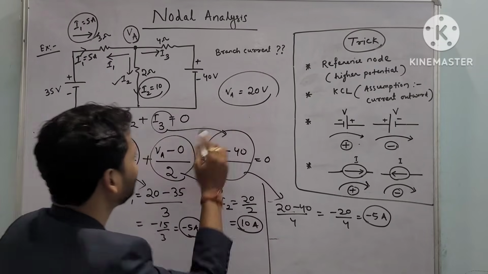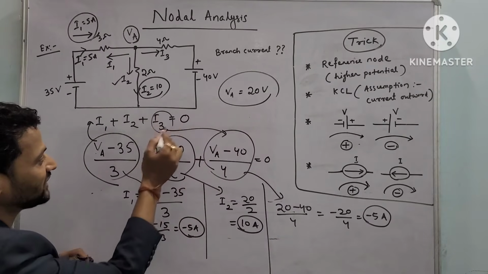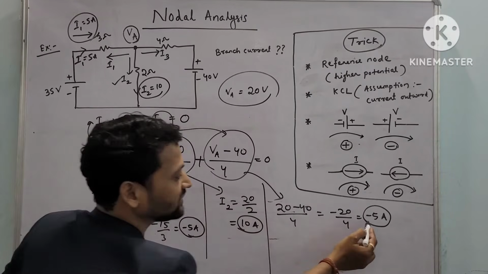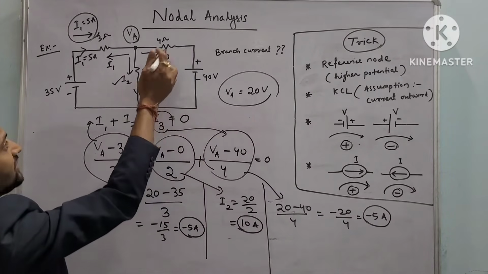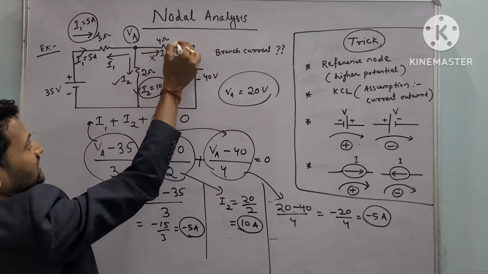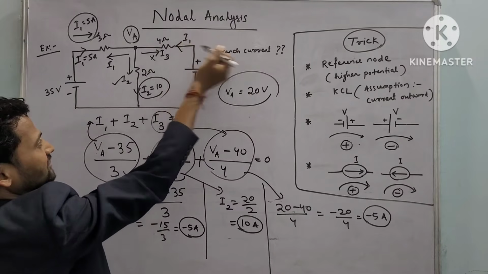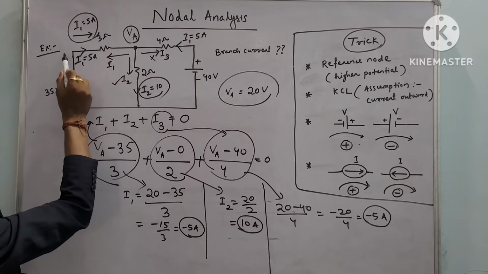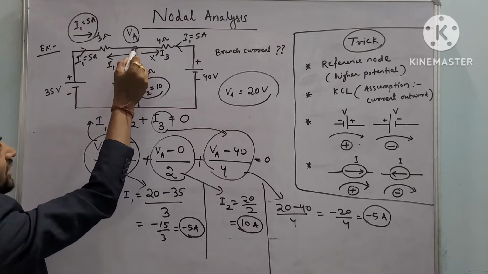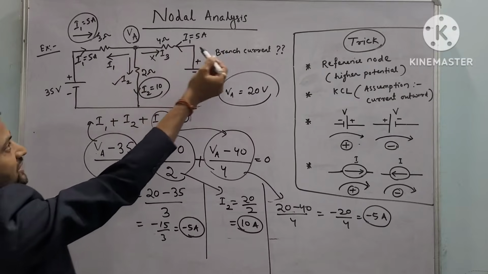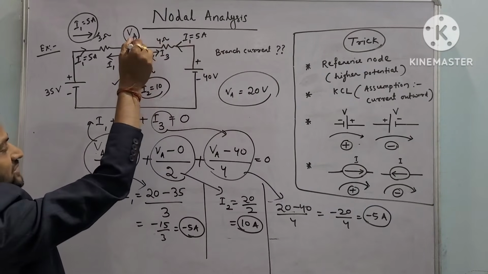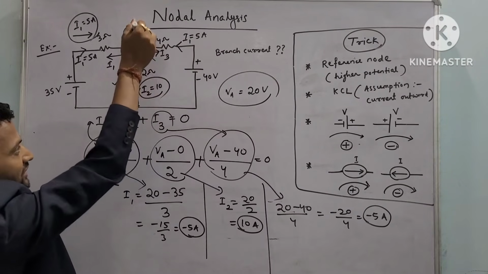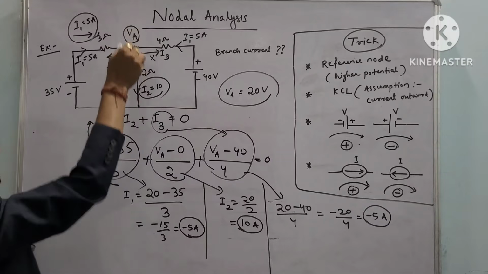And what about I3? We had taken I3 as positive, but we are getting I3 as minus 5. That means our assumption is wrong. The actual current direction is from right to left, which is 5 ampere. Check here: 5 ampere current is flowing towards the junction. Here also 5 ampere current is flowing towards the junction. Net current will be 10, and that 10 ampere current is flowing away from the junction.